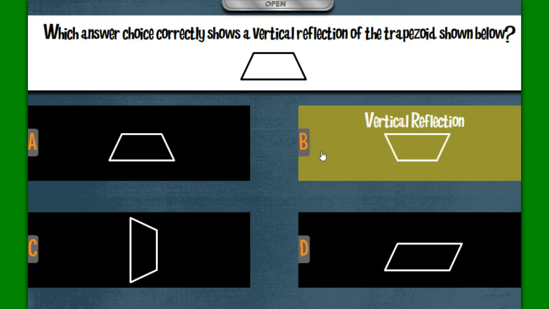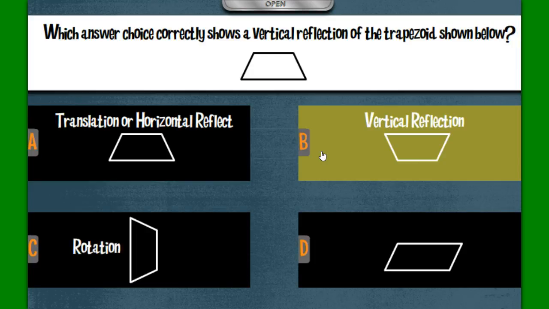Let's look at the other types of transformation shown. Answer choice A shows a translation, or a horizontal reflection. Answer choice C shows a rotation. Answer choice D is not even the same shape. All right, let's keep going.